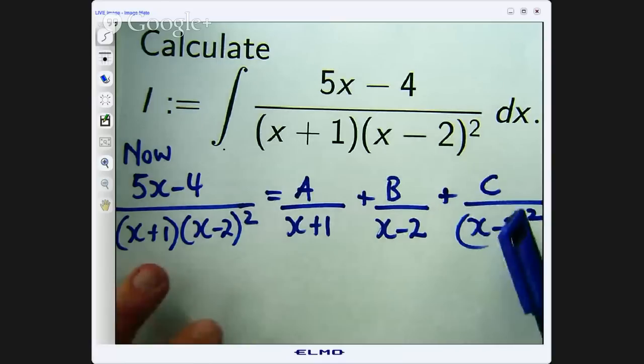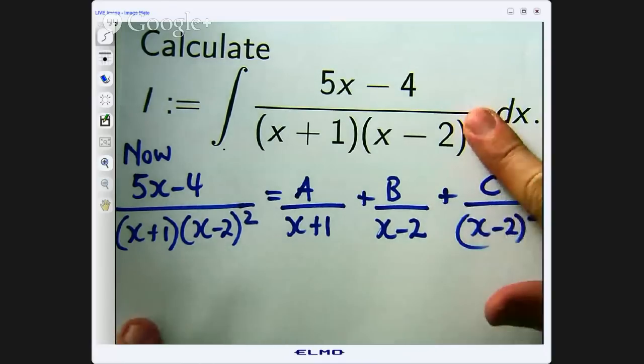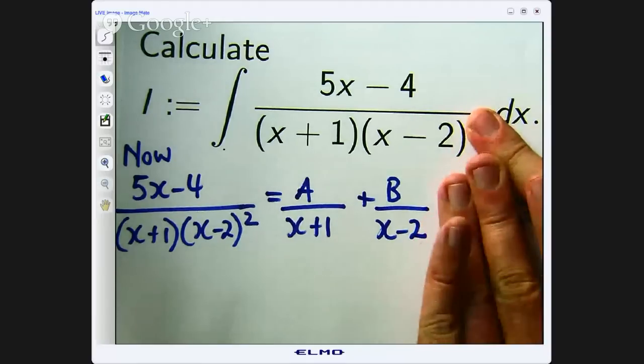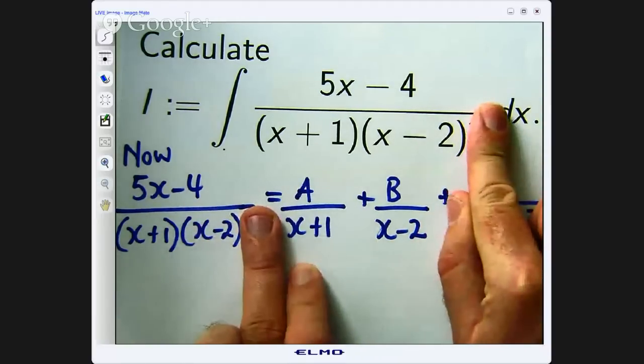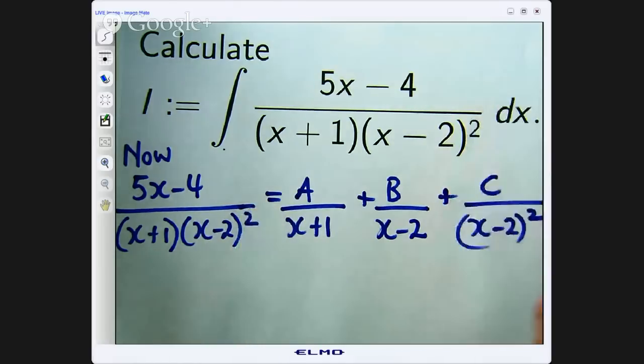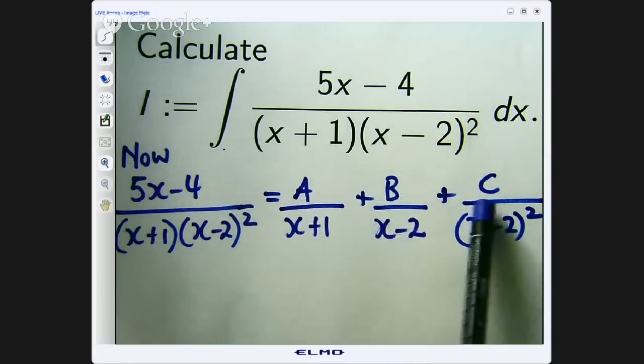Now, we'll check that this is a bona fide representation a bit later. If I covered up that squared, you would just have that, and this C term would essentially be 0. So if there's a repeated linear factor, you need to be a little bit careful. It's not quite as simple as you might think. Okay, so how can I find this A, B, and C?